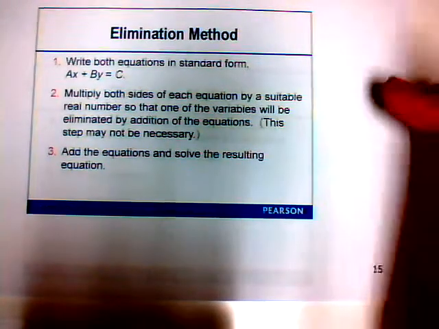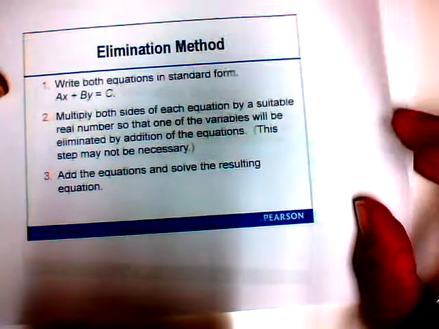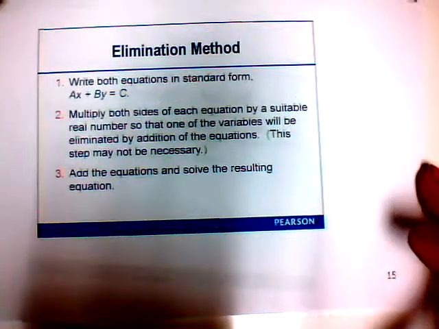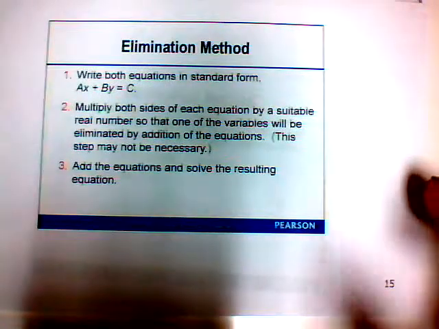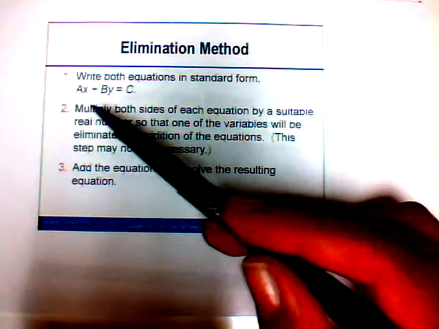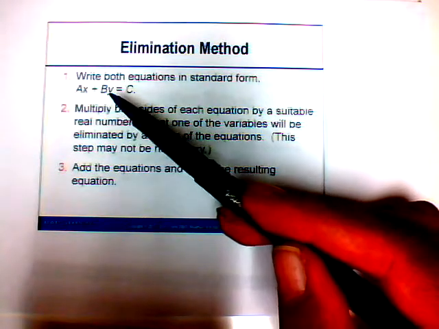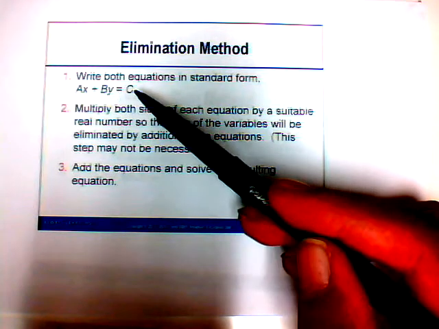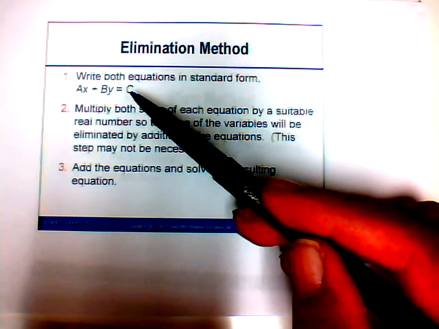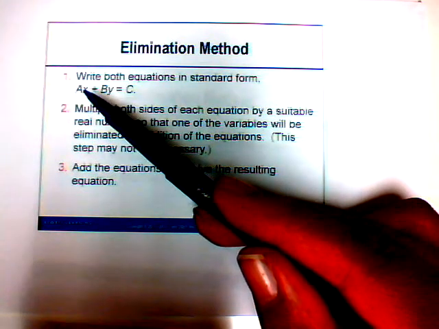Another method of solving a system of linear equations would be the elimination method. Now what you want to do here is write both equations in standard form. And standard form for a linear equation is always ax plus by is equal to c. Here the x and the y are on one side of the equation. The numerical terms are on the other side of the equation. The a, which is the number in front of the x, can't be negative.